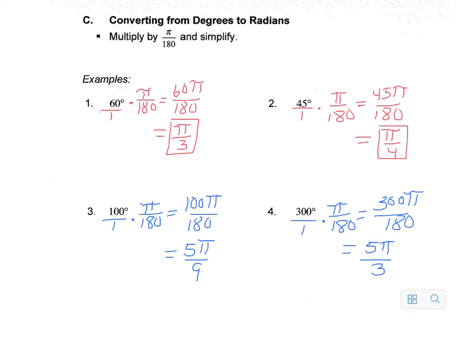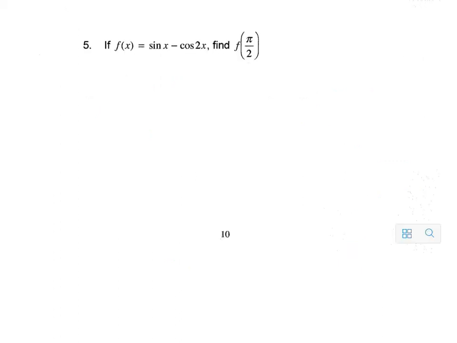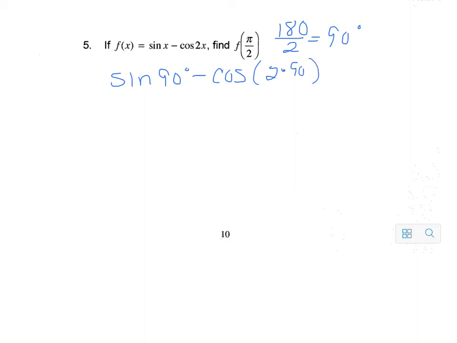Okay. One more example. If f of x is sine of x minus cosine of 2x, find f of pi over 2. Well, since our calculator's in degree mode, we're going to want to change pi over 2 to degrees. And we know pi stands for 180. So really it's 180 divided by 2, which is 90 degrees. So we're going to find the sine of 90 minus cosine of 2 times 90. So really we have the sine of 90 minus the cosine of 180 degrees.